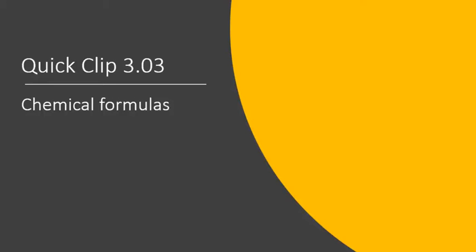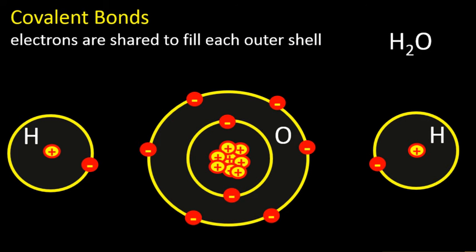This is Quick Clip 3.03 Chemical Formulas, and in this lesson we talk about how different elements make up the different types of compounds. First, let me remind you of the two types of bonds. First of all, covalent bonds, which are bonds where electrons are shared to fill each outer shell.